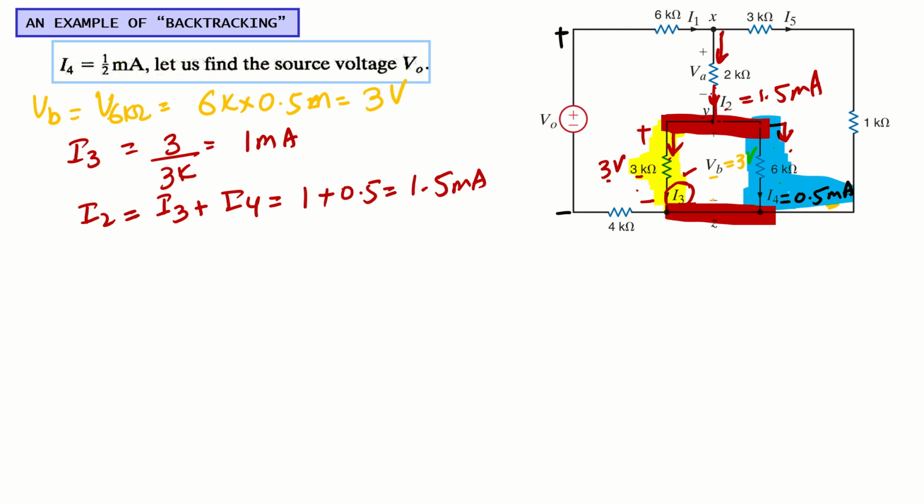So next, what can we find? We can find the voltage drop across 2 kilo ohm, which is VA. What will that be? Resistance value multiplied with the current value. So 2 times 1.5 gives me 3 volts. So the voltage drop here is 3 volt, right?